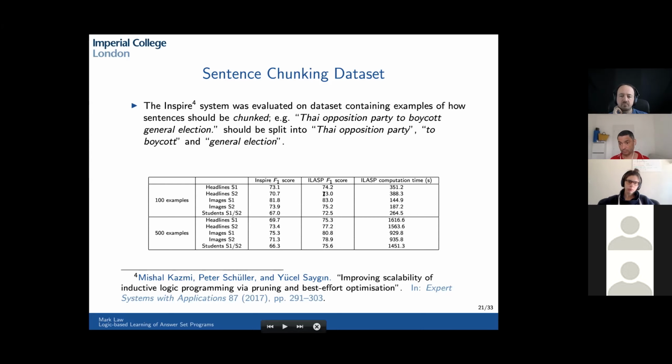But what's more interesting is the fact that in 4 out of the 5 cases, if you compare the F1 score of ILASP to the F1 score on 500 examples, it's higher in 4 out of the 5 cases, whereas for INSPIRE, actually giving more examples, given 500 examples, the F1 score decreases.